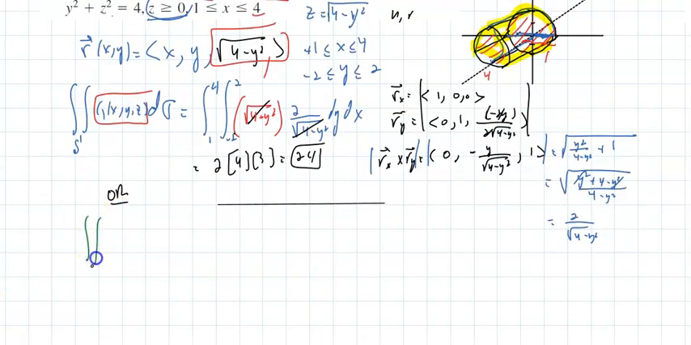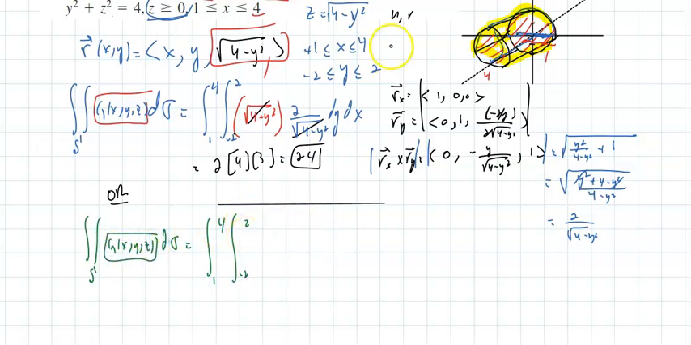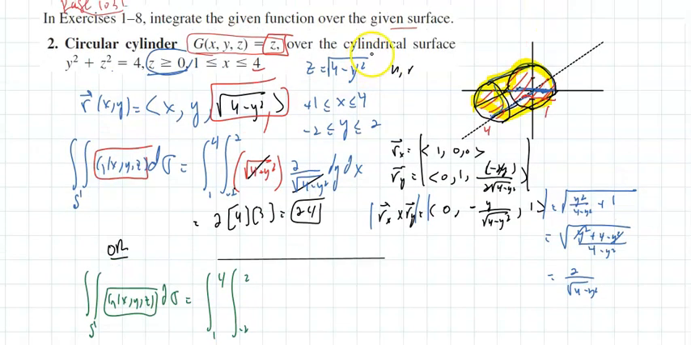Or I could say the double integral over s of g of x, y, z, d rho is the integral. And I could say from 1 to 4. I could say from -2 to 2. That's not a problem. Now, I know that this is the square root of 4 minus y squared times the square root of, and let me go on the side and figure out actually right there.